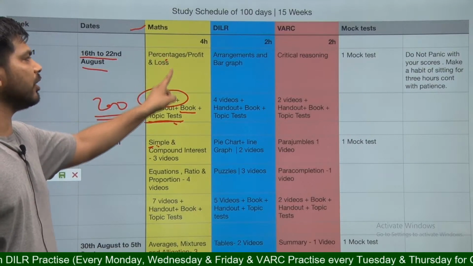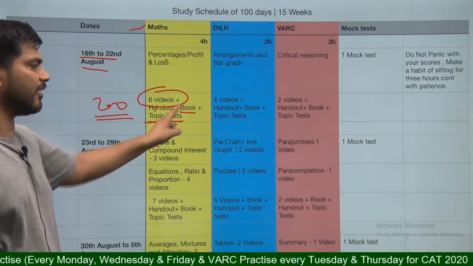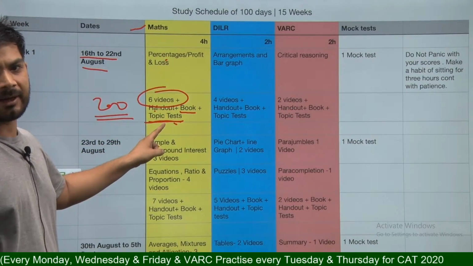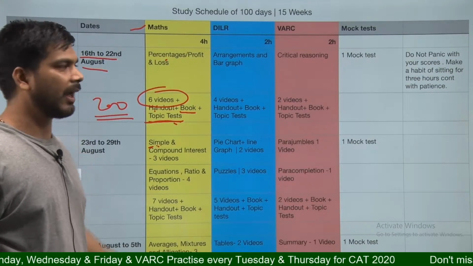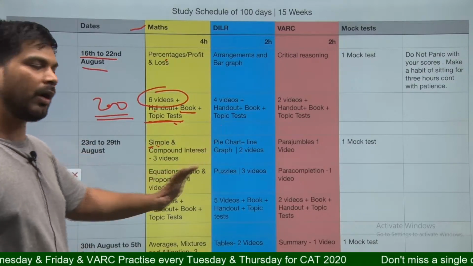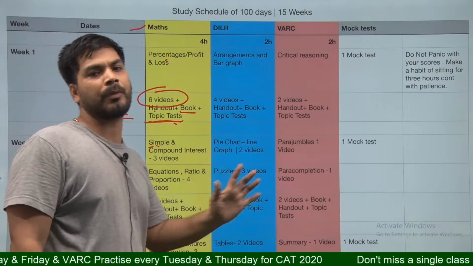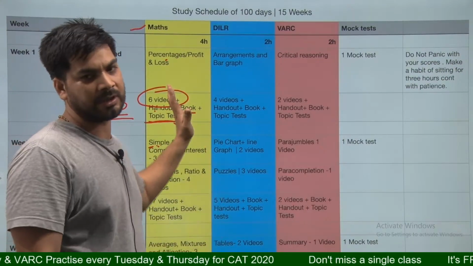You will watch 6 videos of percentage profit loss, followed by handout, book, exercises, and then topic tests, right? You can alter the time frame accordingly. It all depends on your convenience, okay? I have just given you a broad idea of what you can follow, so that people who do not have any idea about how to prepare, start their CAT preparation, they should be able to start with this particular timetable.